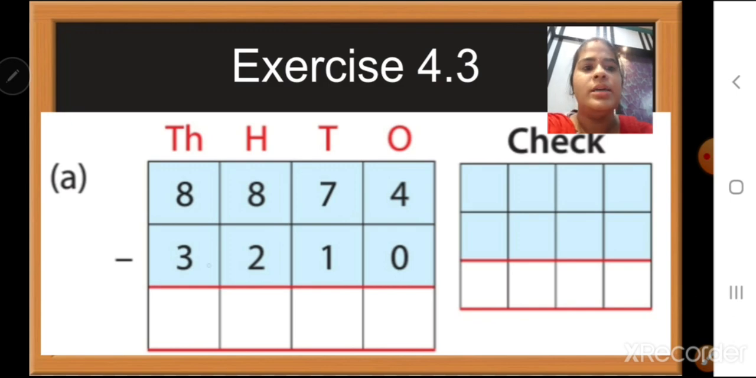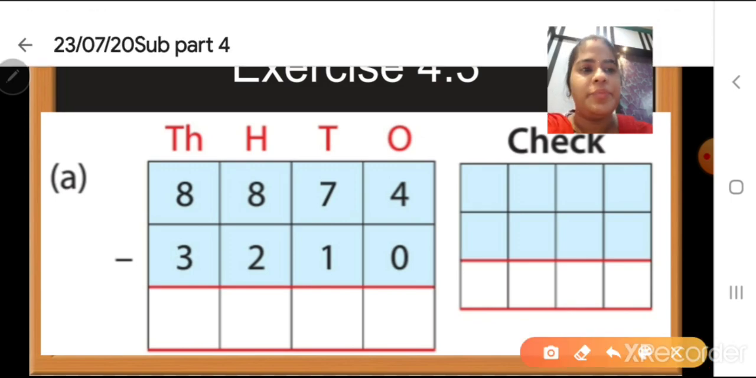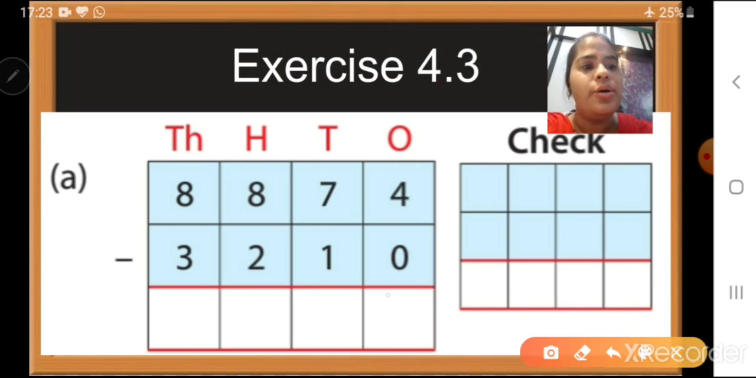8874 minus 3210. Let us first subtract. 4 minus 0 is 4. 7 minus 1 is 6. And 8 minus 2. How you will do 8 minus 2, children? You have to count after 2. So 3, 4, 5, 6, 7, 8. How many fingers you have got? 6 fingers. So we will write here 6.